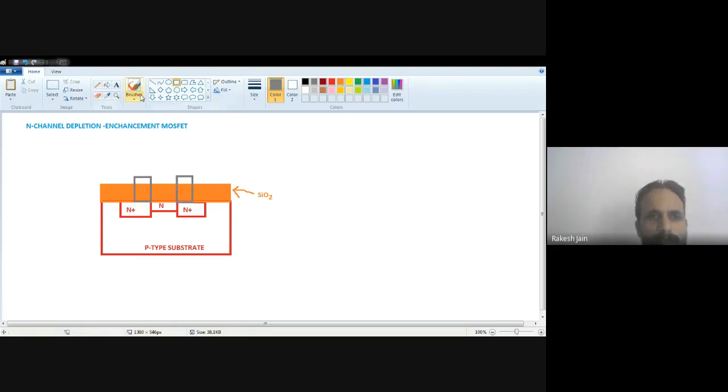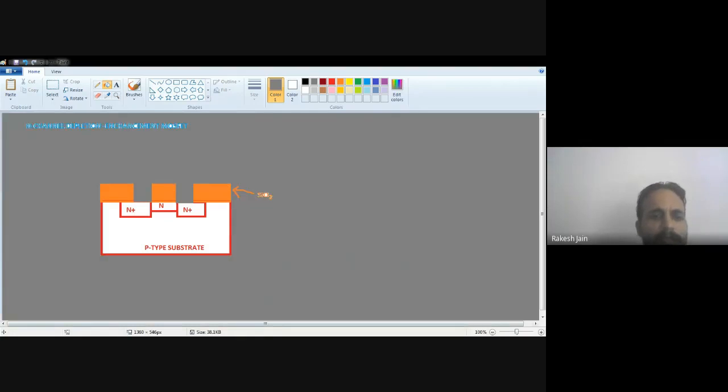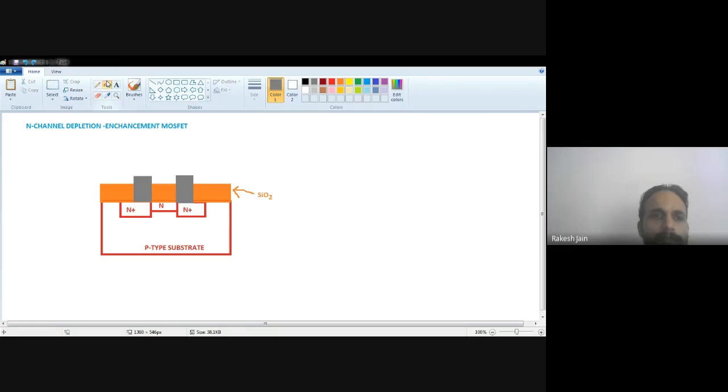Okay. Now the terminals will be taken out by this aluminum metallization. With the help of this aluminum metallization, we will take out the terminals. The N channel terminals will be taken from the N terminals. And on this N diffused channel, we will take the source and drain, middle terminals.